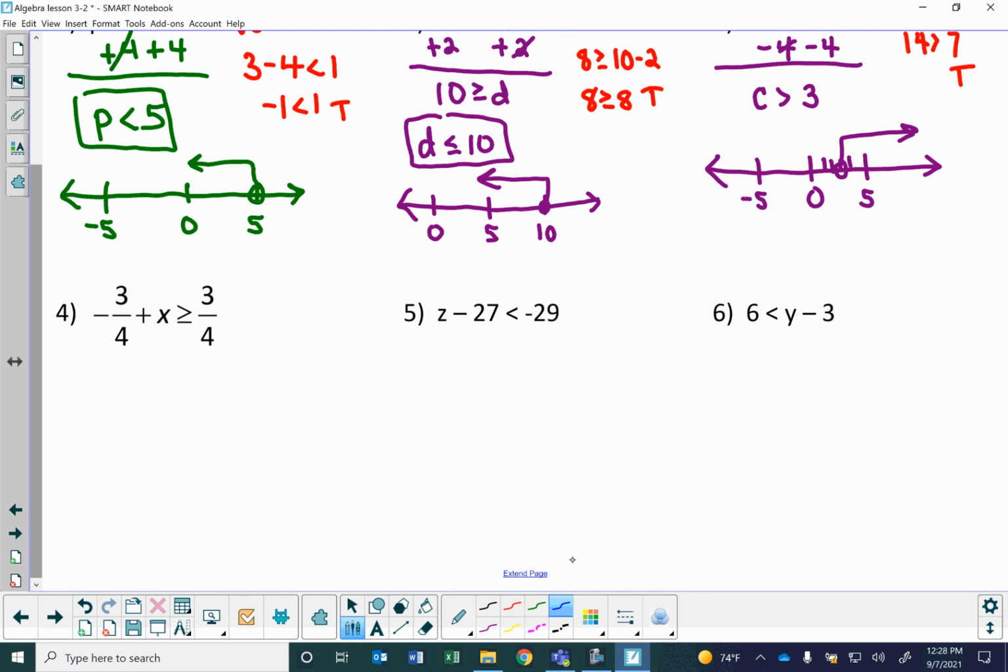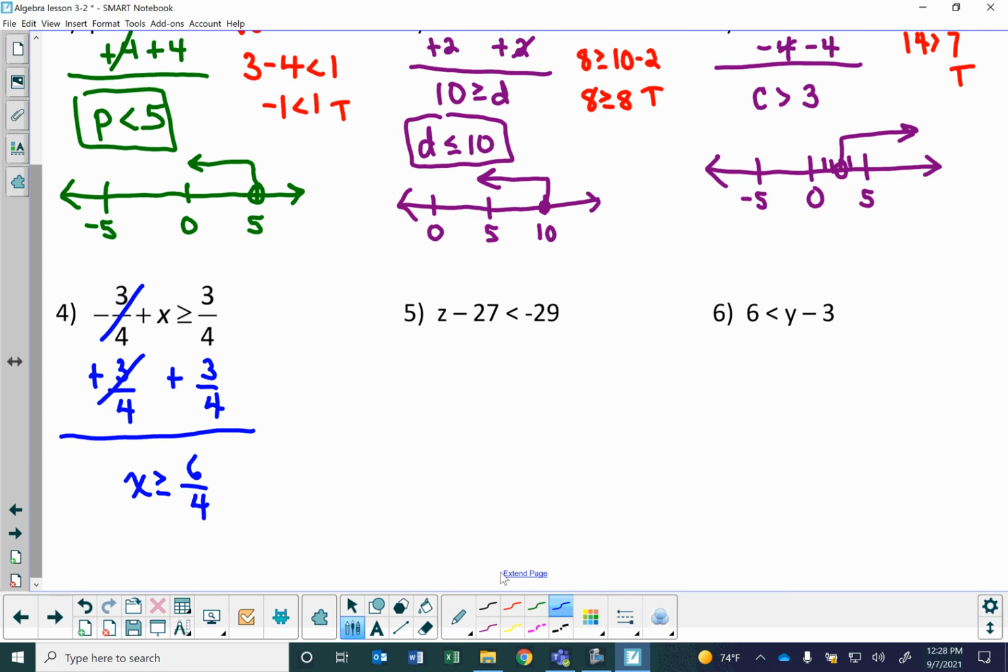All right, so -3/4 plus x is greater than or equal to 3/4. So I'm going to add 3/4 to get this all by its little lonesome. If I do something on one side of the inequality, I have to do the exact same thing to the other side of the inequality, or the teeter-totter is not balanced. So here we get x is greater than or equal to 3 plus 3 is 6/4, which I'm going to reduce because it should be reduced.